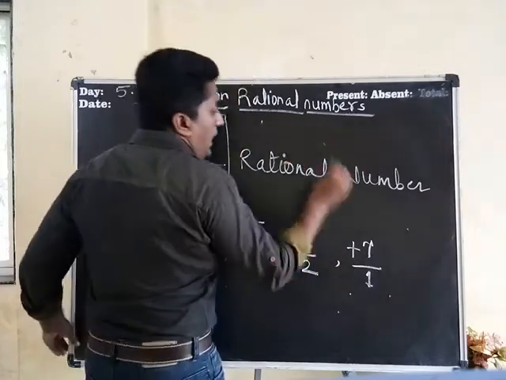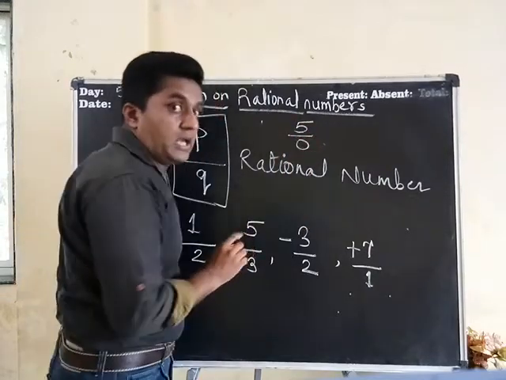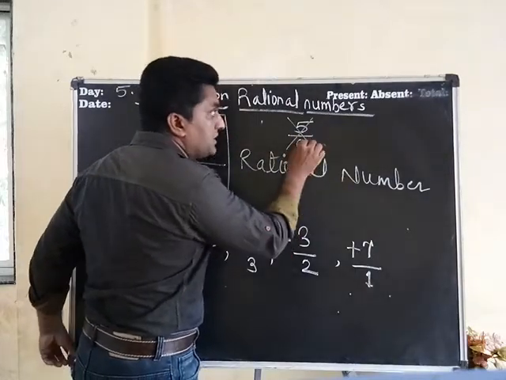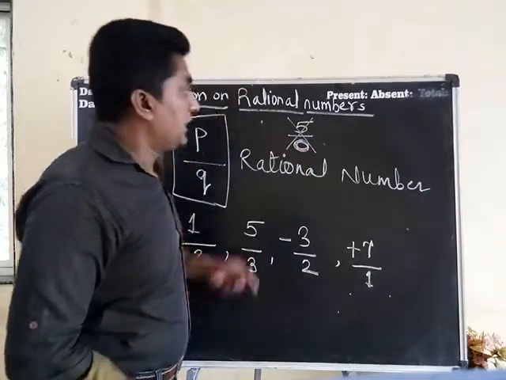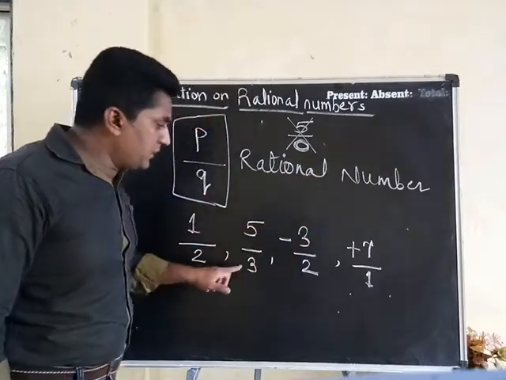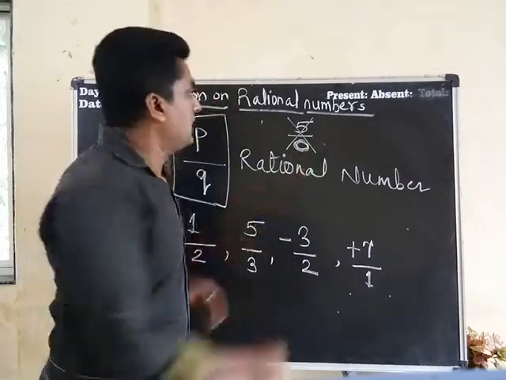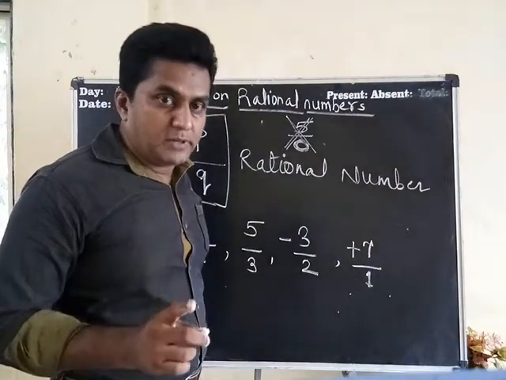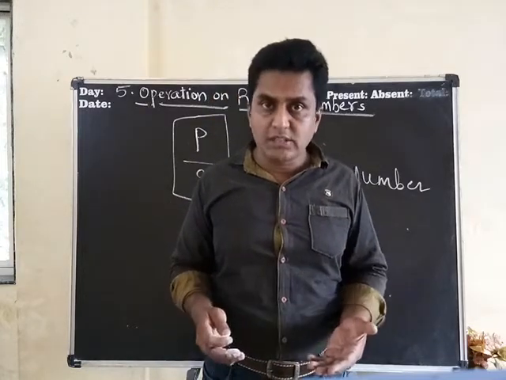But here I tell you, 5 upon 0, is it a rational number? No, it is not a rational number. Why? What is the reason? Because 0 never comes in the denominator of a rational number. That is why whenever you are writing rational numbers, you can write any number in the denominator except 0. Please don't write 0. Then it will not be a rational number. Okay everybody? So simply, what is the meaning of rational number?